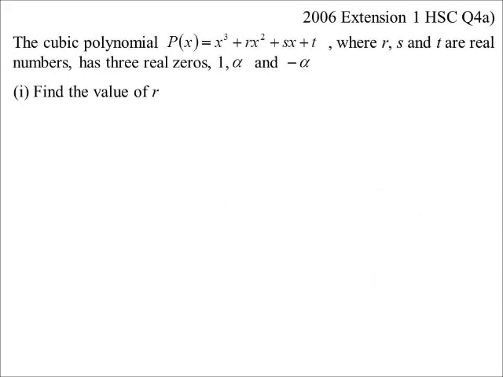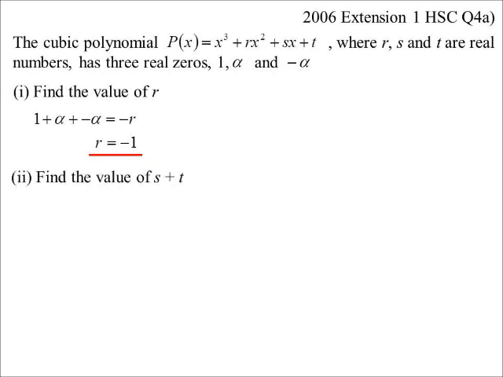2006 paper. This time, we've got no coefficients. They're just called R, S and T. The 3 zeros, 1, alpha and minus alpha. First part of the question, find the value of R. Alright, well when I look at this question, I notice R is the coefficient of x squared. So it's probably got something to do with sum of the roots 1 at a time, I would think. Sum of the roots 1 at a time is nice, because the alpha and the minus alpha is going to cancel. And it comes out straight away. So there we go. R is negative 1.